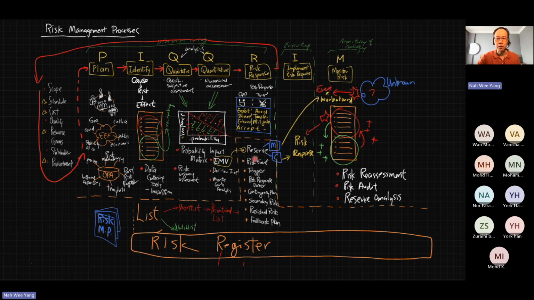Then in the response plan, this is what we have: reserve. And you know that just now we mentioned there's a known risk and there's an unknown risk. So for the reserve, we would have two different types of reserve. The C means a contingency reserve, and the M means a management reserve.